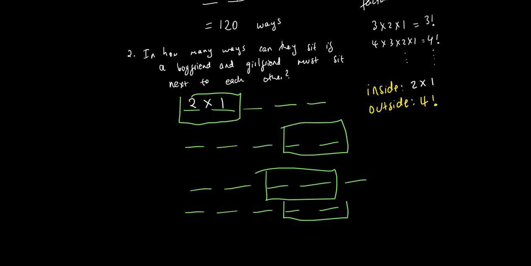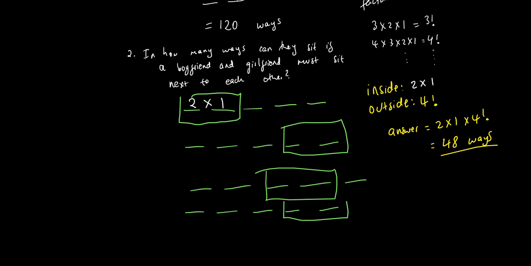Inside you're going to have 2 factorial, outside you're going to have 4 factorial. Then, good people, the answer now is simply going to be 2 times 1 times 4 factorial, and you get 48 ways. 48 ways in which the girlfriend and the boyfriend can sit next to each other.